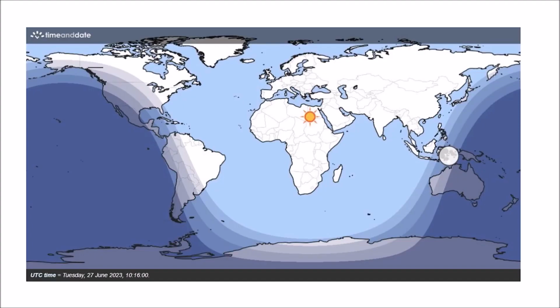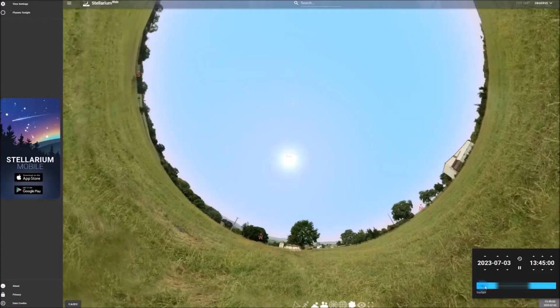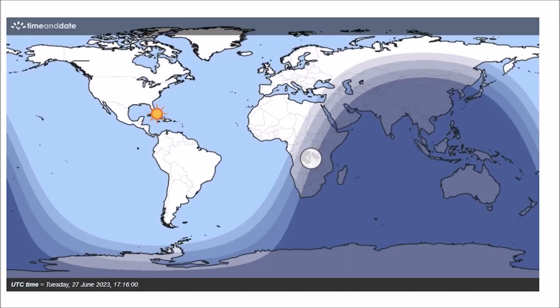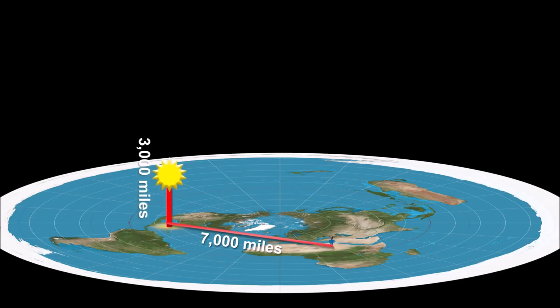If you're in Egypt when the sun is at high noon, it would be 3,000 miles away from you straight up, and has an angular size of half a degree. 6 hours later, when we see it set, it's now 7,000 miles away across the Earth's surface, meaning the sun would then be 7,600 miles away from you, which is 2.5 times further than it was at noon, and so it should appear to be only 1/5 of a degree in angular size.